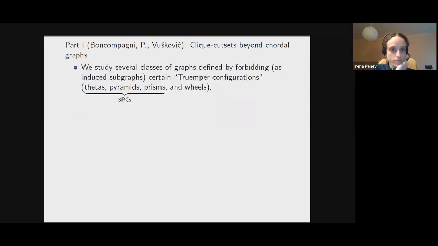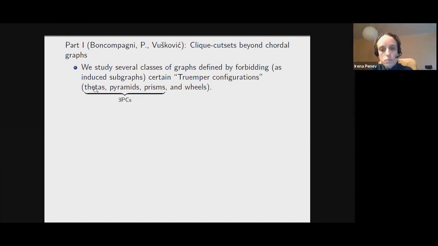Clique cut sets beyond chordal graphs. So what we did was we studied several classes of graphs that are defined by forbidding as induced subgraphs certain Truemper configurations. And Truemper configurations are thetas, pyramids, prisms, and wheels. These first 3 are called 3-path configurations, or 3PC for short. Now, if you don't happen to know what these graphs are, don't worry, I'll tell you in just a little bit.